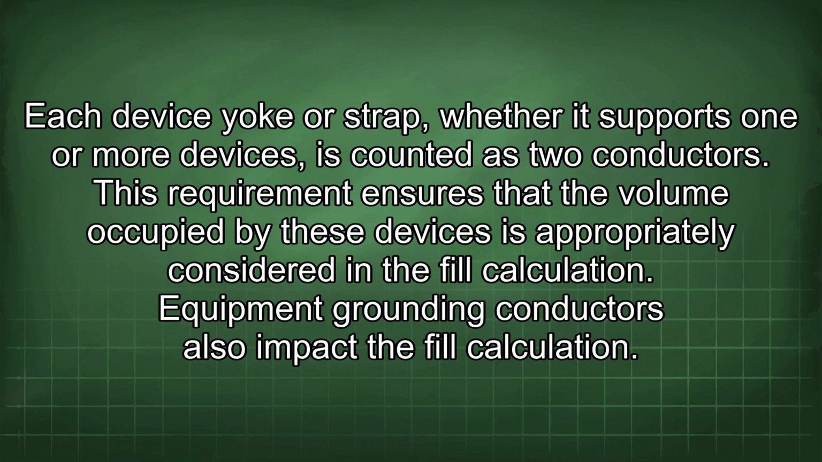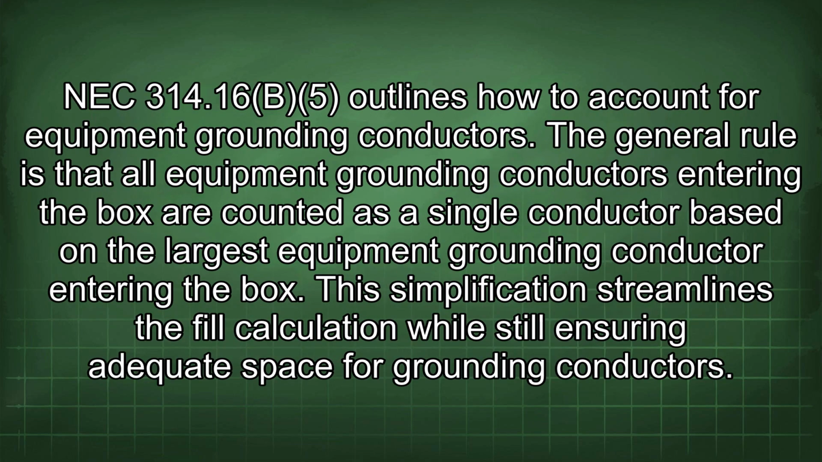Equipment grounding conductors also impact the fill calculation. NEC 314.16(B)(5) outlines how to account for equipment grounding conductors. The general rule is that all equipment grounding conductors entering the box are counted as a single conductor based on the largest equipment grounding conductor entering the box.